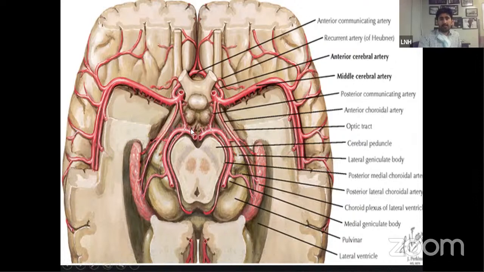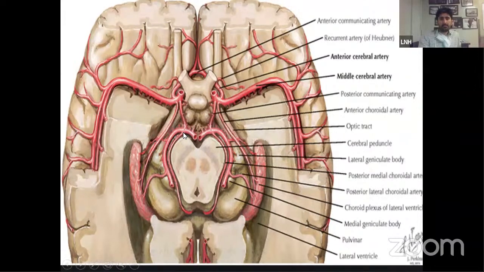This is the PCA arising from the basilar artery. After its origin, it is joined by the PCOM, and this segment forms the P1 segment. And then from the PCOM starts the P2 segment that travels in the ambient and the quadrigeminal cisterns.